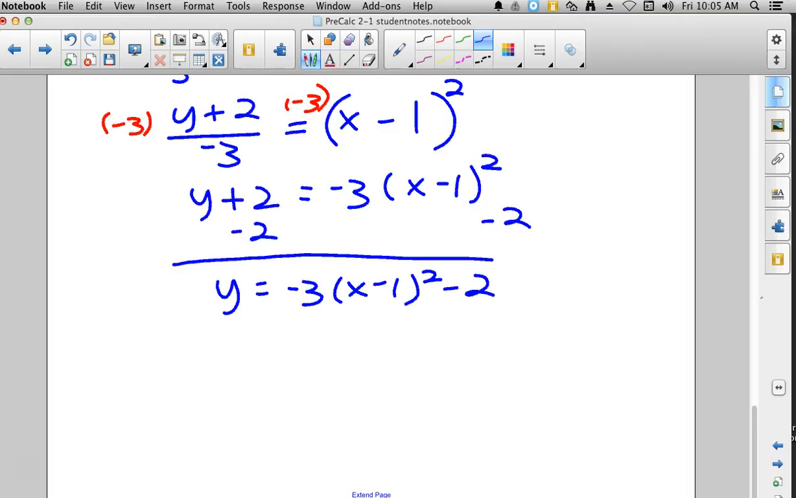It looks like so. I don't want to scroll up since I'm recording, it takes so long. So the question was, use the vertex form to find the vertex and the axis of the graph, and then rewrite it in vertex form. Oh, we have it in vertex form, there it is. So our job is simply to tell them what the vertex is and what the axis of symmetry is.